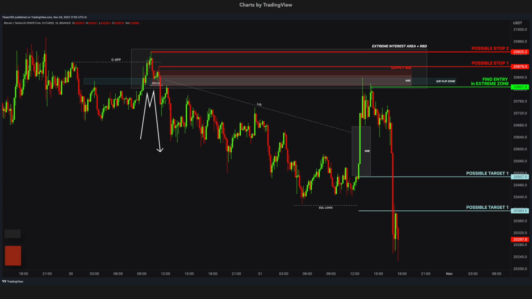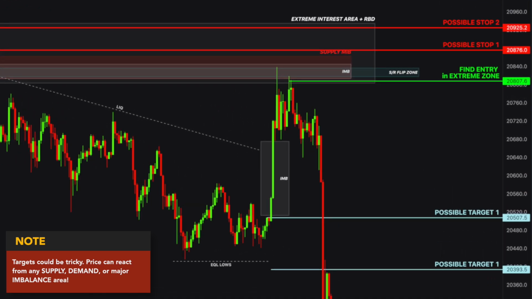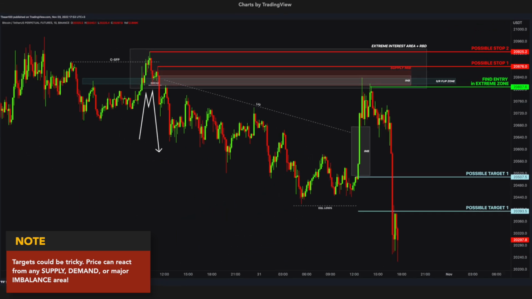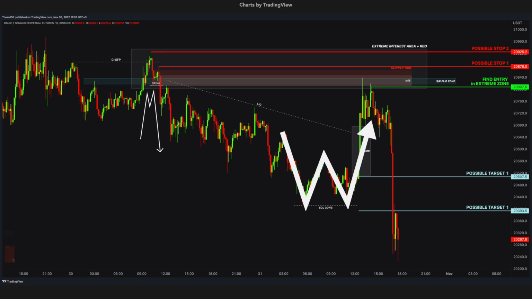And the targets. Again, two possible clear targets here. The first target is where the big imbalance is, because this is a strong bullish market structure break and order block area, price easily can react from this zone. We can never know this. The second area is this double bottom shape, the common equal lows.